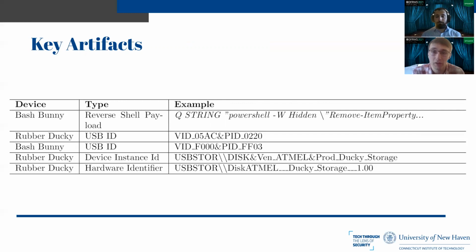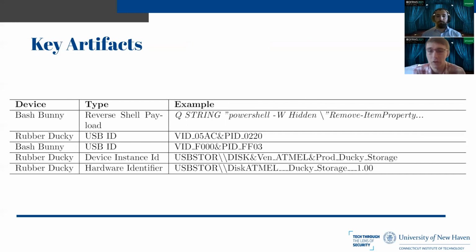So the Rubber Ducky is actually trying to hide who it is, which is unique in this case because the Bash Bunny does not. It provides F000 as the vendor ID, which is not a real vendor, and FF03 as the product ID, which is also not a real product. So that in and of itself is extremely suspicious, that the vendor ID and product ID are not in the USB ID database that is publicly available.